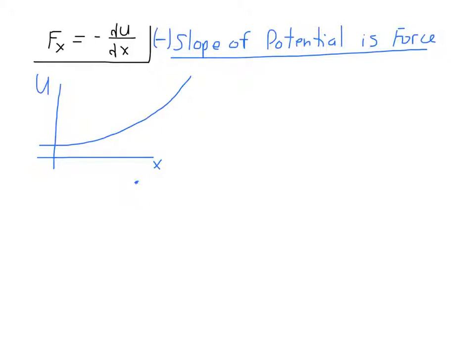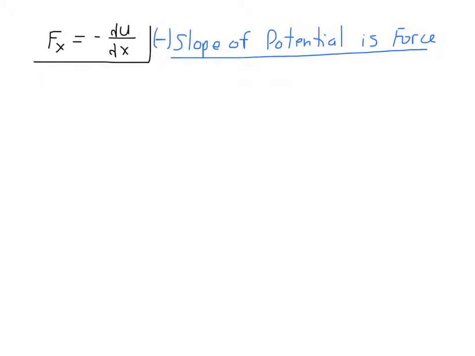So just as a quick example, if this is our potential as a function of x, we can find the slope right here, and the negative of that slope is going to be our force. So in this case, force is going to be less than 0. And if we have a particle which is in here, it's going to experience a negative force, and therefore it's going to start moving back towards the origin in this case.